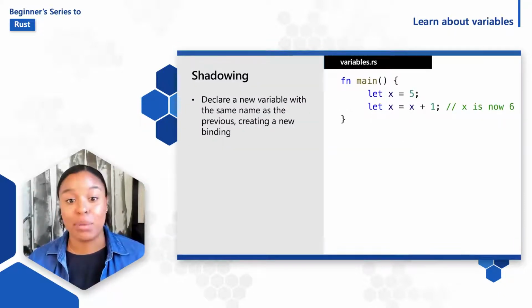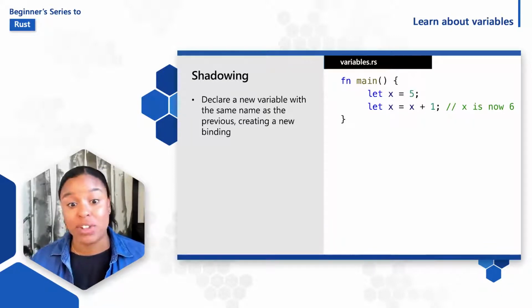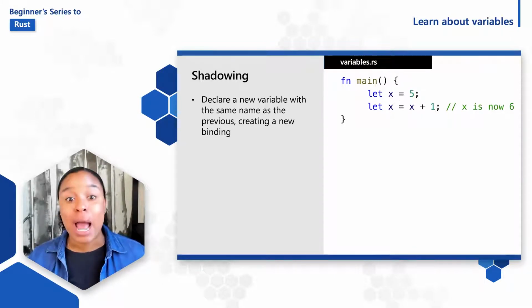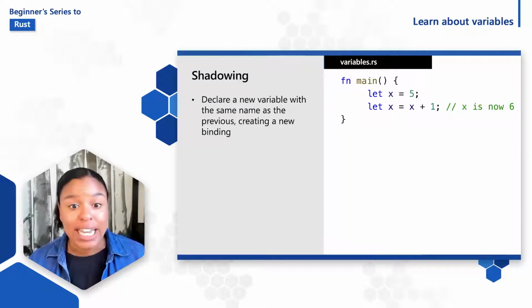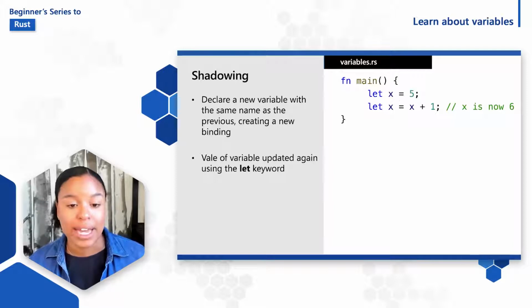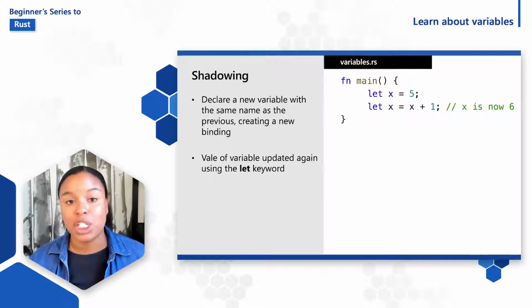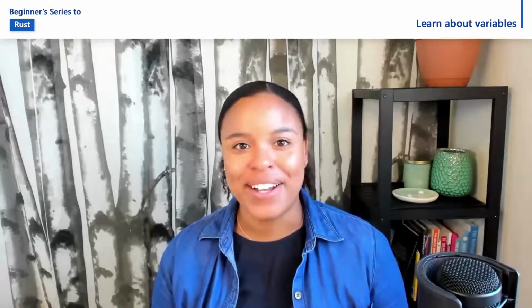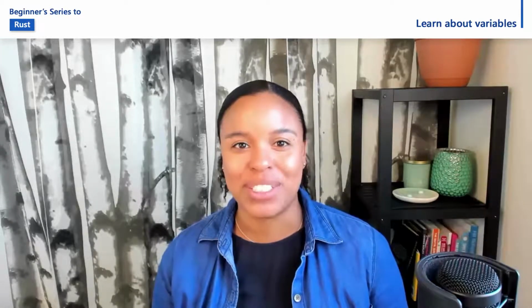Let's say we have a variable let x = 5. Then we can declare another variable named x with a different value. For example, let x = x + 1. What happens here is that the variable x binds to a value of 5. Then x is shadowed by taking the original value and adding 1 to it, so the value becomes 6. Shadowing allows the value to be updated again as many times as we use the let keyword again. Each time we do that, we are essentially creating a new variable. Now that I've explained the basics of variables and how they work, next I'll demonstrate examples of variables in action.